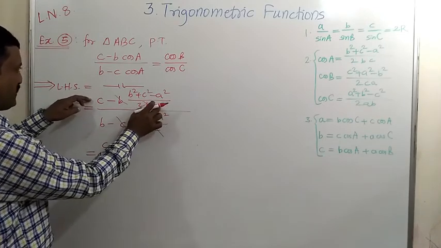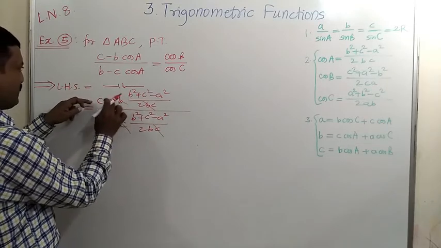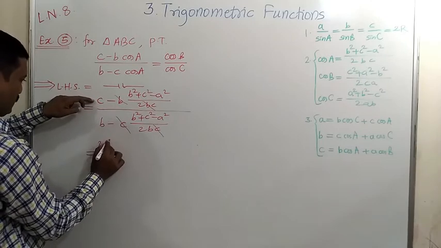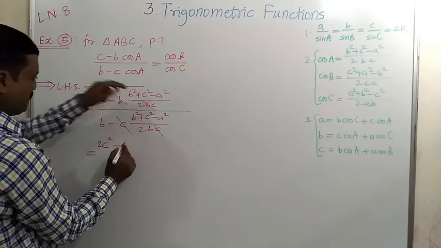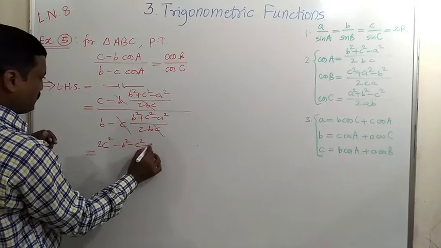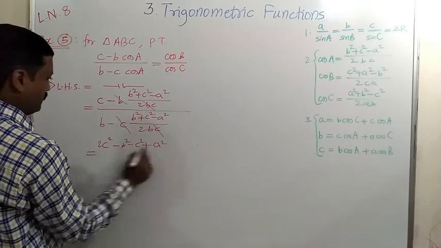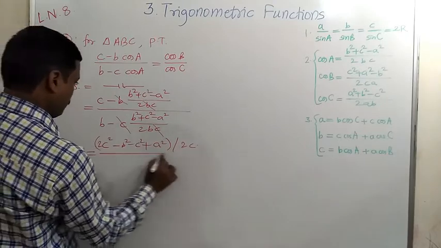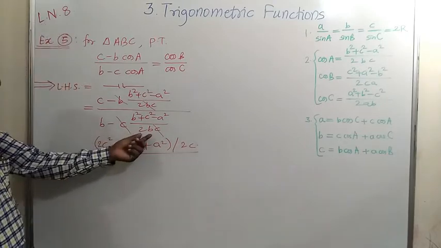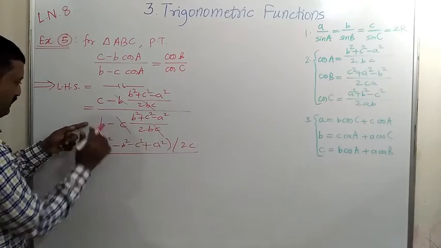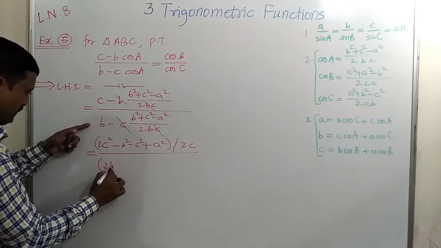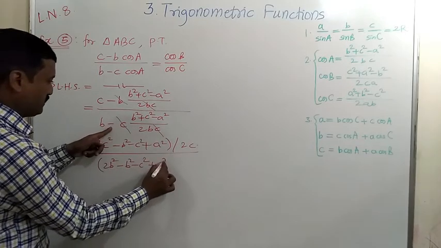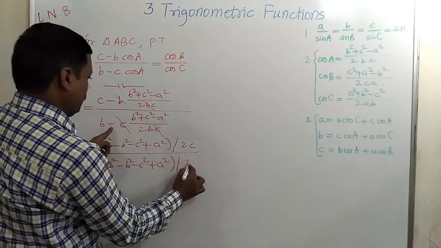Twice C is here. So we make a common denominator for these two terms. So we get twice C into C, that is twice C square. Apply negative sign on this. We get minus B square minus C square plus A square. Whole divided by twice C. Now add the denominator. Make denominator common again. So multiply by 2B square. So 2B square minus B square minus C square plus A square divided by twice B.